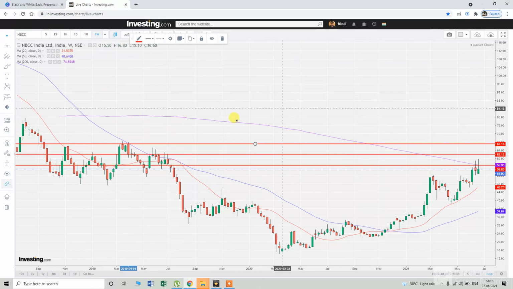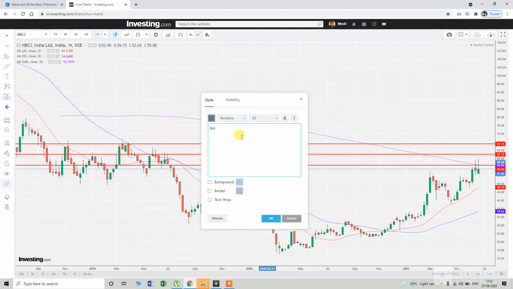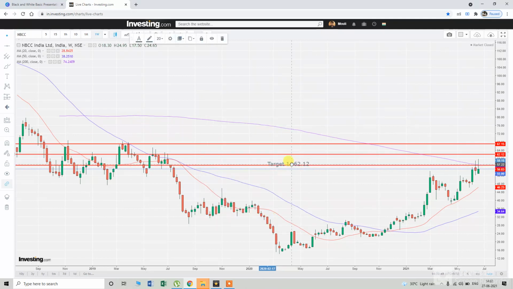and we can also name it as targets. Let's name it as a target. So this is target 1, which is at this one, 62.12. That can be the first target. Let's place it above this. This cannot be a target because it has already been crossed, right? So that is the reason this will be the target 1.